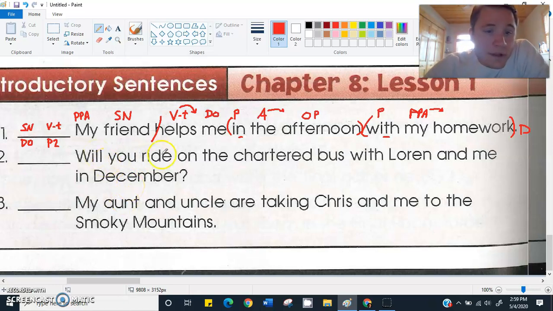I don't know. Will you ride on the chartered bus with Lauren and me in December? Who's the sentence about? I know we have people back here, but they are after a preposition. Maybe I'll already notice I've got a compound preposition back here. So these are compound objects. And you can't use a subject in a prepositional phrase. We can't use any of this stuff. Not that I would have thought December is who the sentence is about. But the sentence is about you, which is a pronoun.